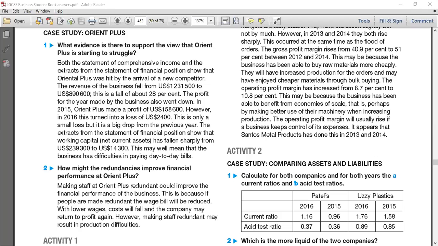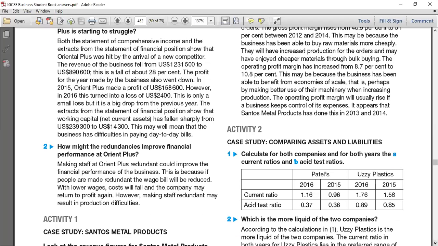Okay, question number 2, they're asking how might the redundancies improve the financial performance at Orient Plus? Right, Saranya, can you read question number 2? Making staff at Orient Plus redundant could improve the financial performance of the business. This is because if people are made redundant, the wage bill will be reduced. With lower wages, costs will fall and the company may return to profit again. However, making staff redundant may result in production difficulties.